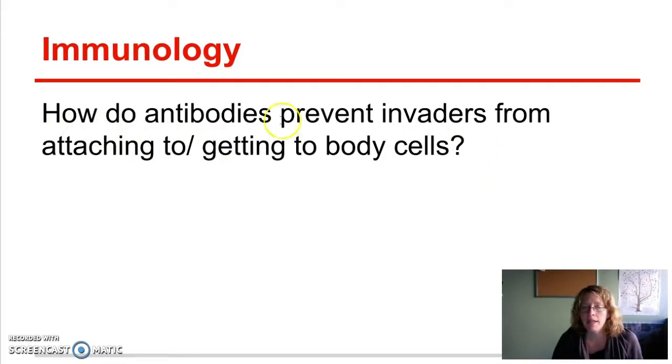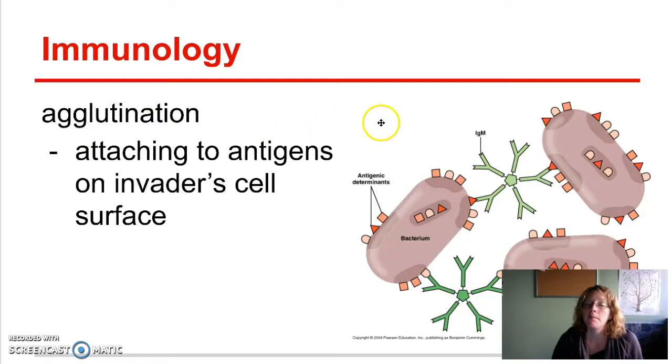The way that they do that is by either grabbing onto the attachment sites or making big clumps of invaders so they're too big to get into the cells. The process that they use is called agglutination. Agglutination is attaching to antigens on an invader's cell surface.